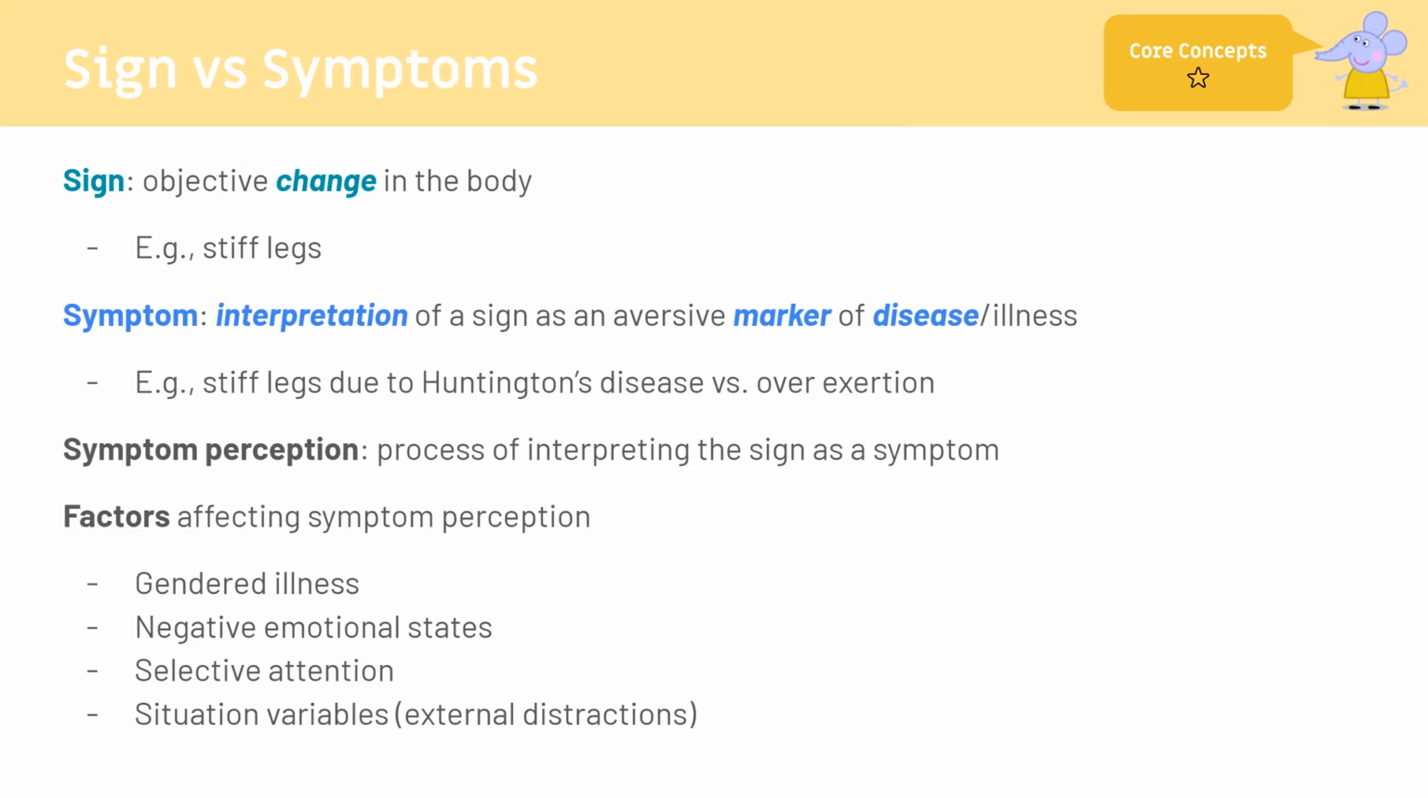There are some factors that affect this. There are gendered illnesses, so certain illnesses are more likely to affect certain genders. Also a negative emotional state, which is projected onto the situation and focuses the attention towards the threat. Also selective attention, because there are a lot of signs occurring in our body and our attention is limited, so our body decides to focus on certain signs over others. Also, there are situational variables, like external distractions.